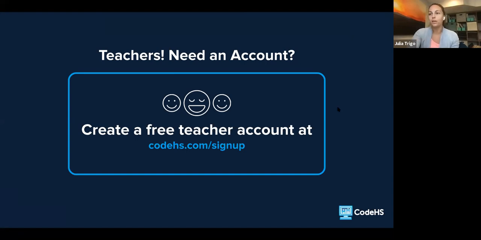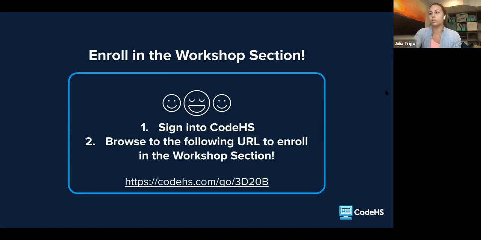That is totally fine. If you have your accounts at CodeHS all set, we are going to have a demo workshop course today. You can go to this link, codehs.com/go/3D20B. Those last five characters are the code for the course. When you go to that link, it's gonna ask you for a code, and that is the code 3D20B. This is how you're gonna join our workshop session today. This will enroll you as a student into the Python course, and we will be using some parts of that course today to go through a sample lesson.